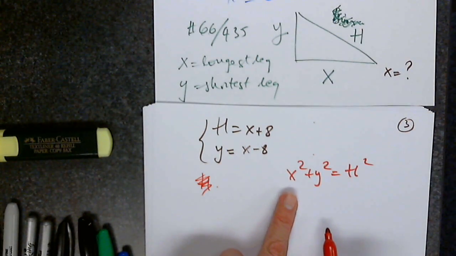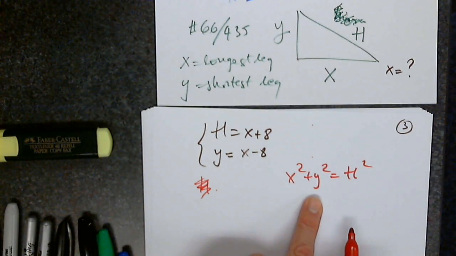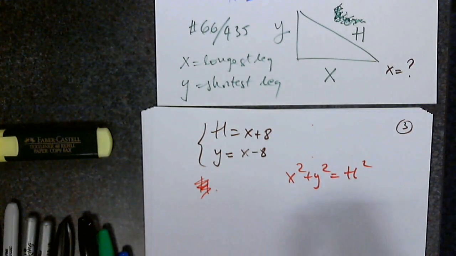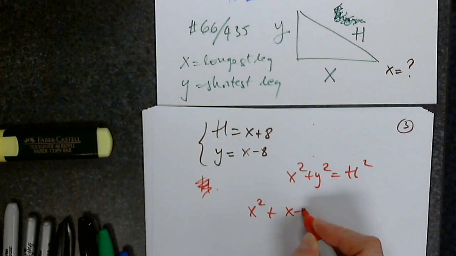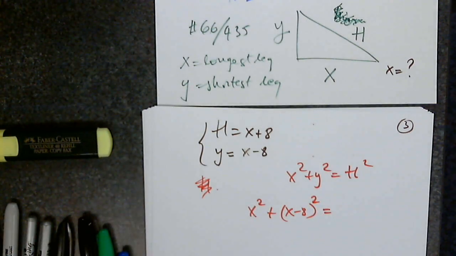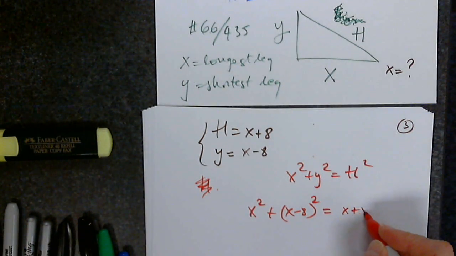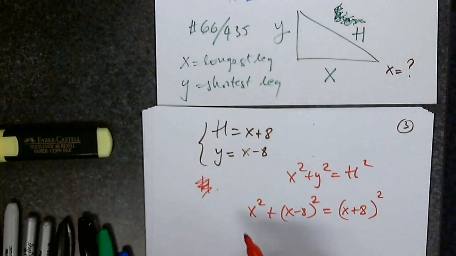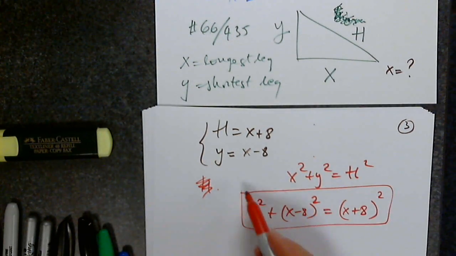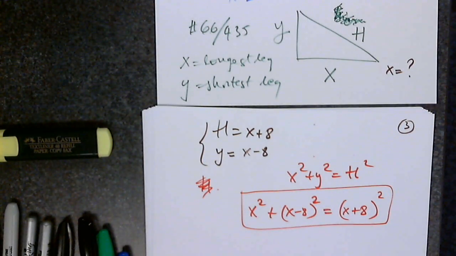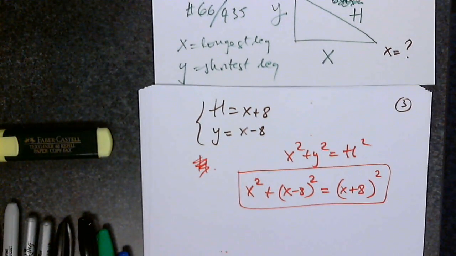So now X is X. What do I replace Y by? And I have to square it. Very good. X minus 8, everything squared, equals. What do I replace H by? And I square it. This is the intermediate step. Do we understand the intermediate step? Good. What next?